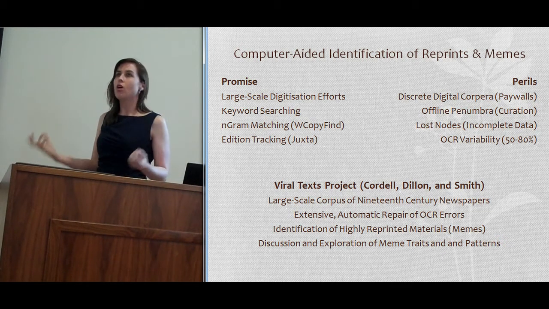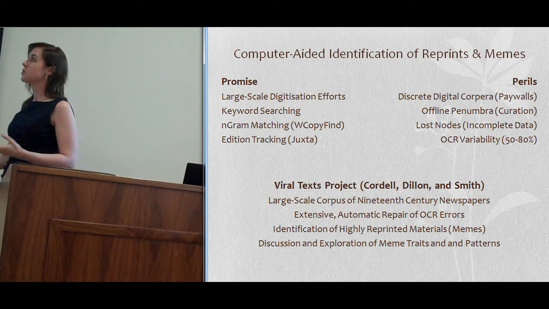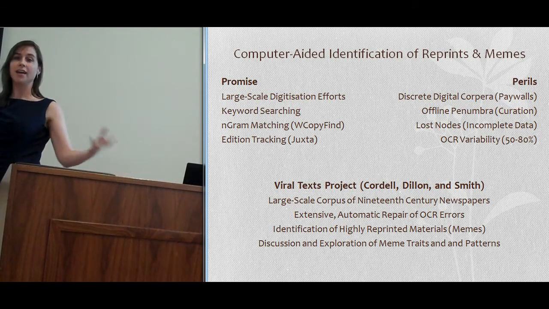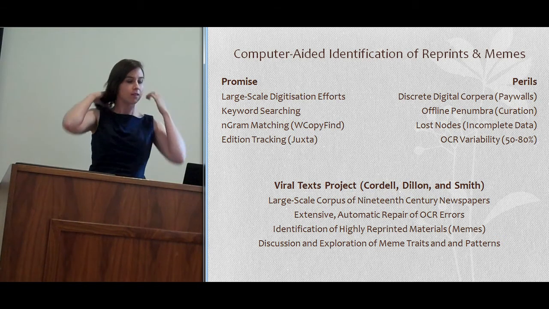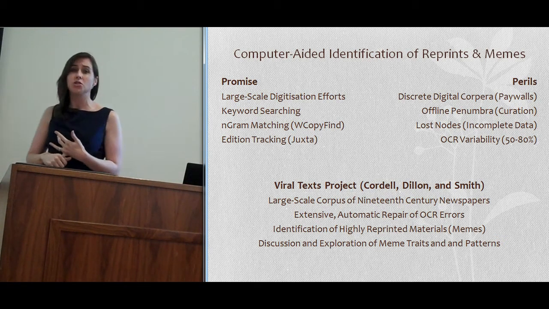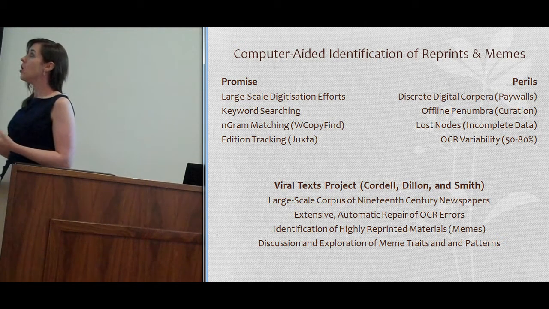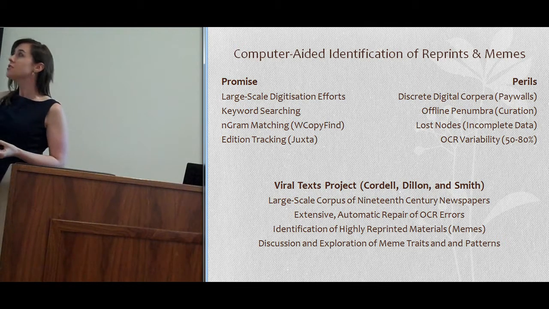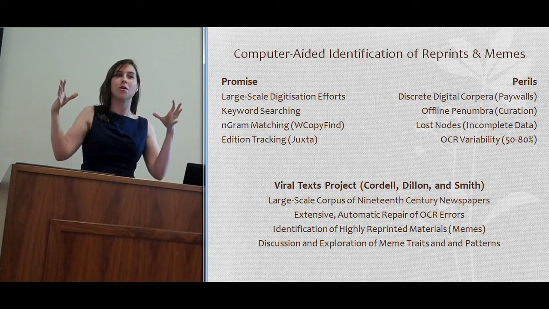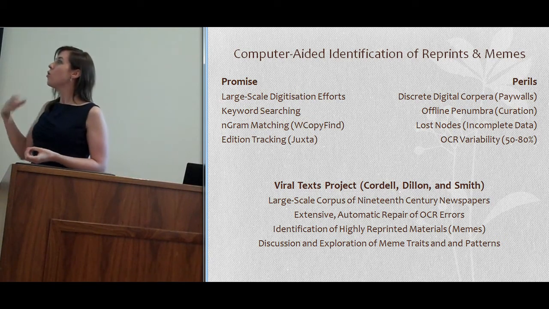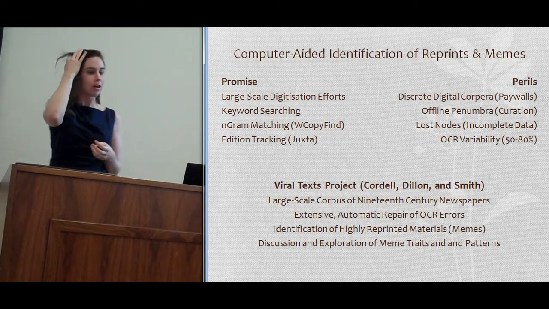You have these huge, large-scale digitization efforts to create OCR newspapers, so you can just scan for them and find all of these memes without having to read every newspaper from the 19th century. You can use keyword searching if you're just following one reprint in these massive databases, or use n-gram matching and plagiarism software like WCopyfind, which is surprisingly useful for a small corpus. Or you can use edition tracking software like Juxta to see how things change.